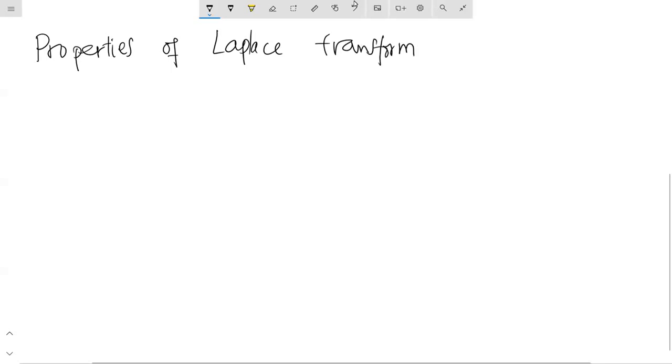Now, I would like to conclude this lecture by writing down a few properties of the Laplace transform that we will need to use later on. Properties of the Laplace transform. The first property is called the linearity.